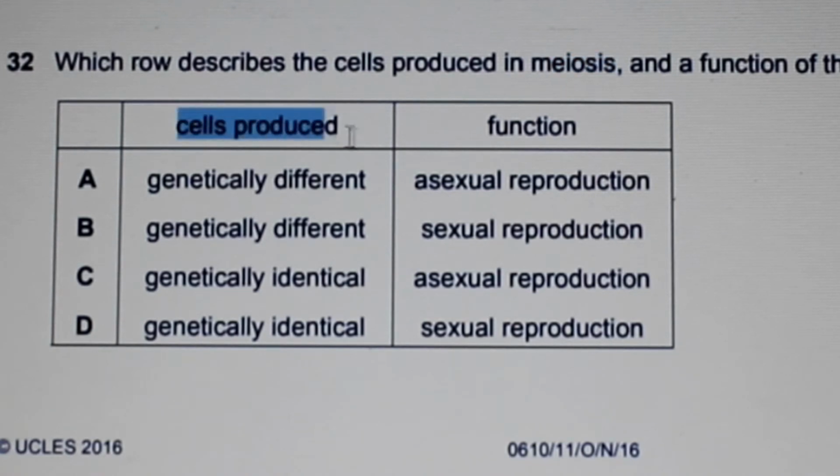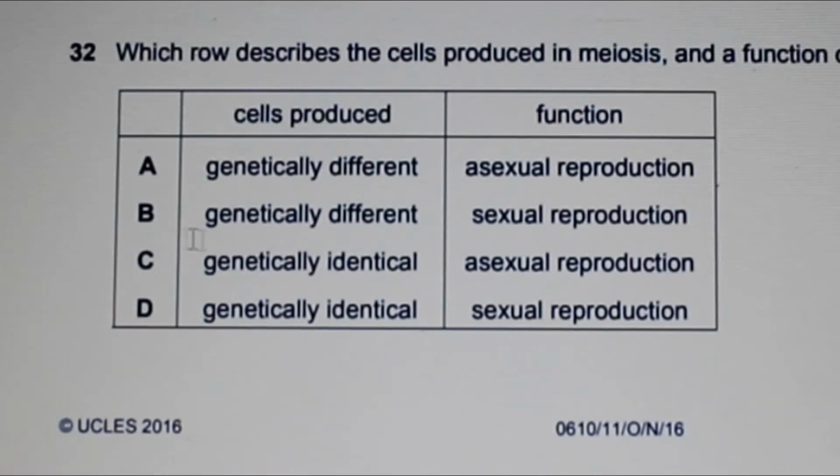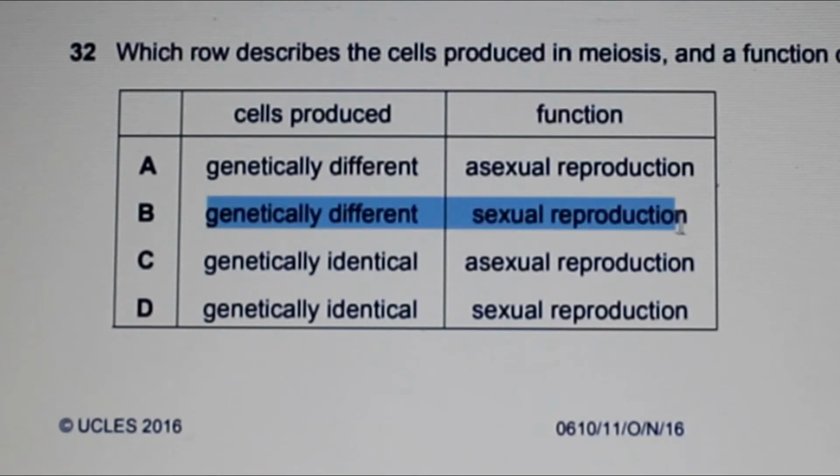So the cells produced in meiosis are genetically different from their parent cell. They do not contain the exact same genes because they only contain half the amount of genes of the parent cell, so they're genetically different. And their function is they are produced for sexual reproduction. So they're genetically different and they are produced for sexual reproduction.